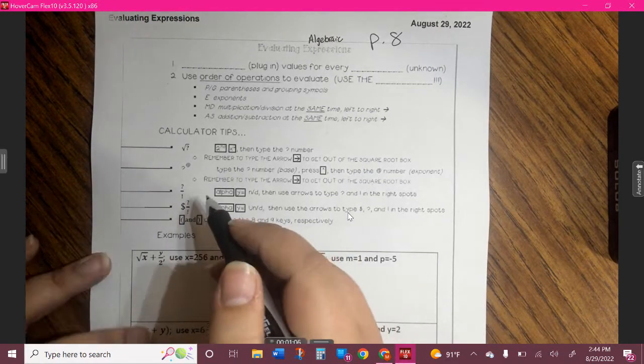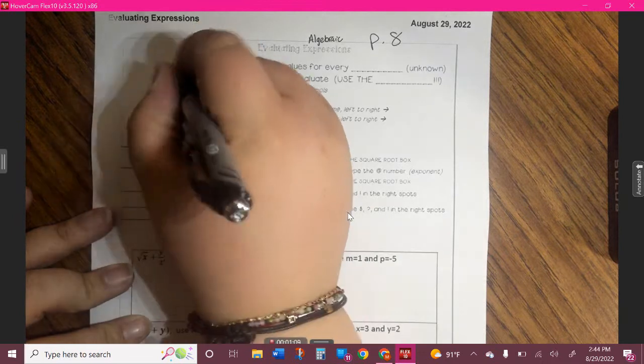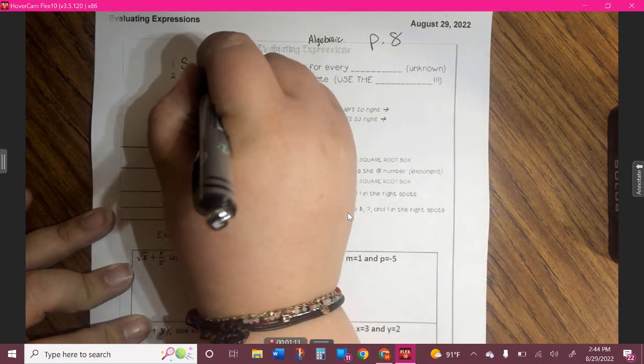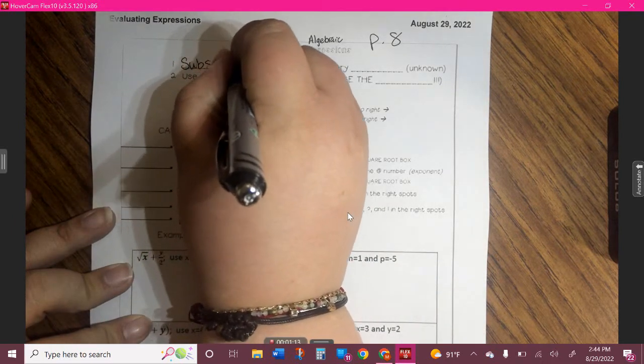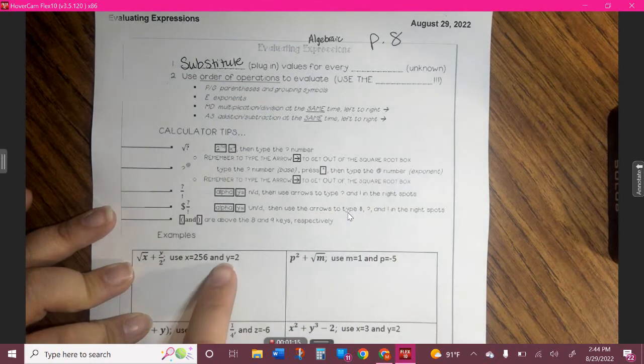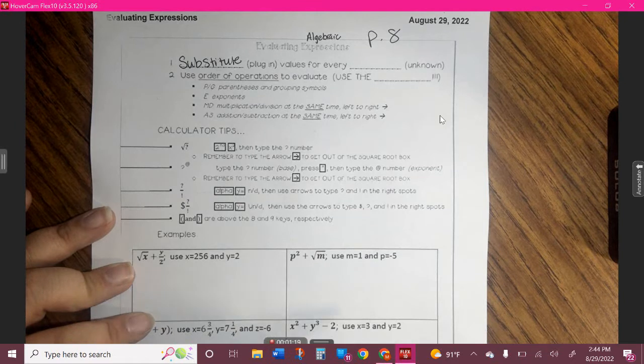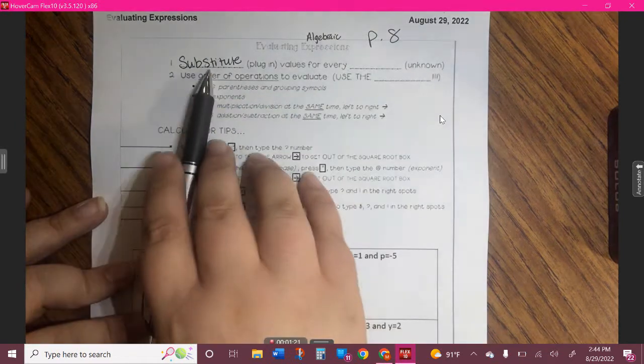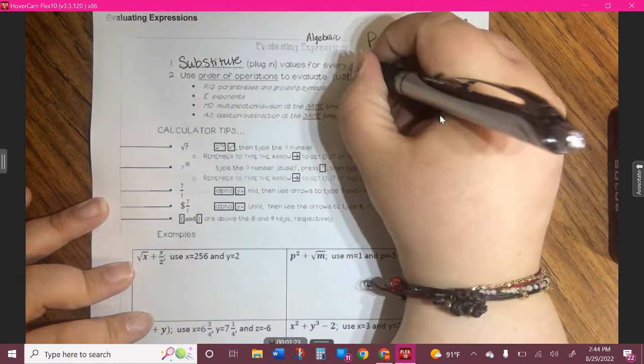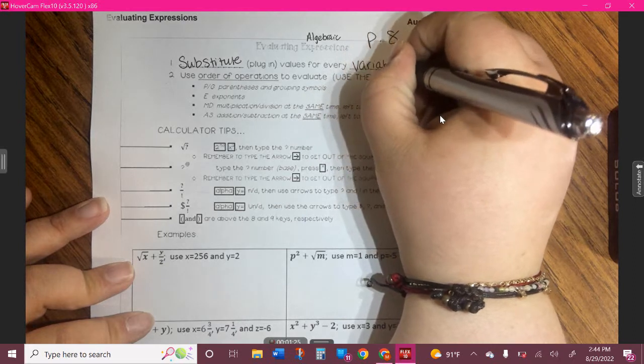So the very first thing that we're going to do is substitute every value. So this tells us y is 2. We're going to plug that into everywhere that we see a y. So substitute all of the values for each variable or unknown throughout the problem.